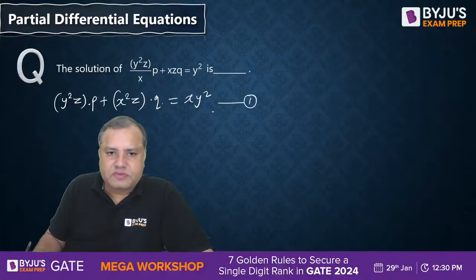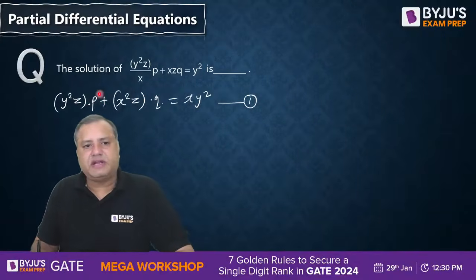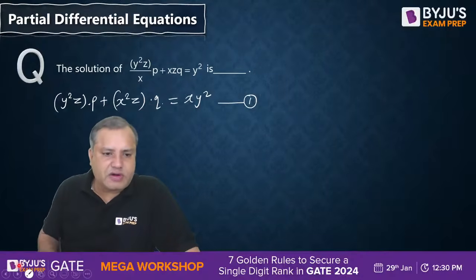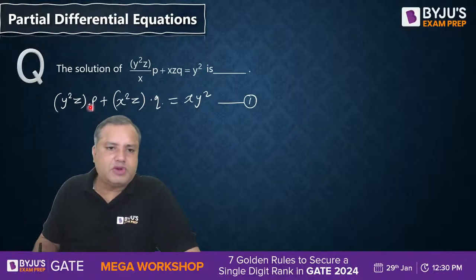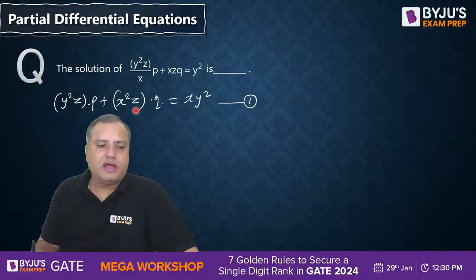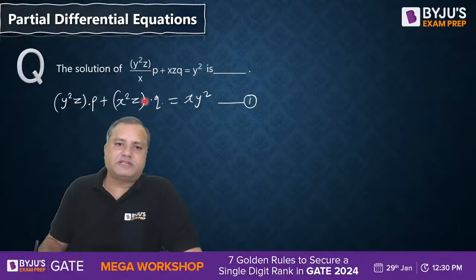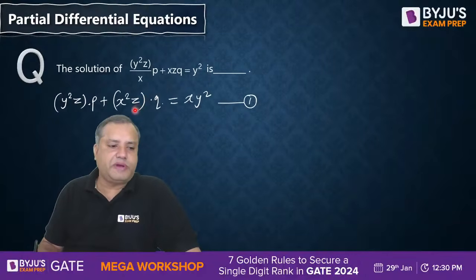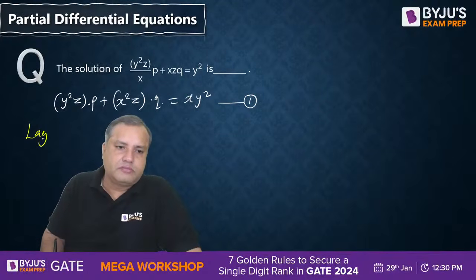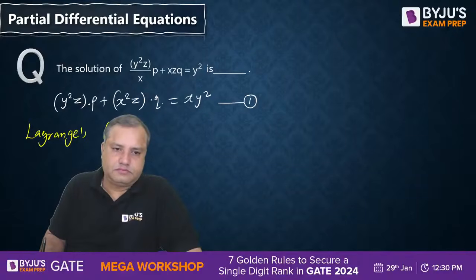Comfortable? So clearly we can say that here the derivative terms are only p and q, which are the first order derivatives, and first order derivative terms are having degree 1. p and q occur in degree 1 and they are not multiplied together, so it is first order linear PDE. First order linear PDE means Lagrange's PDE.